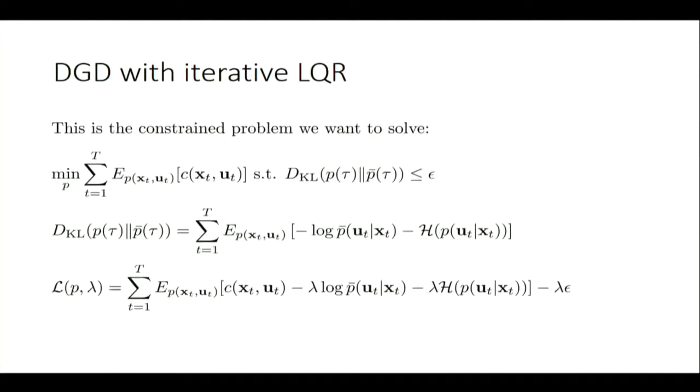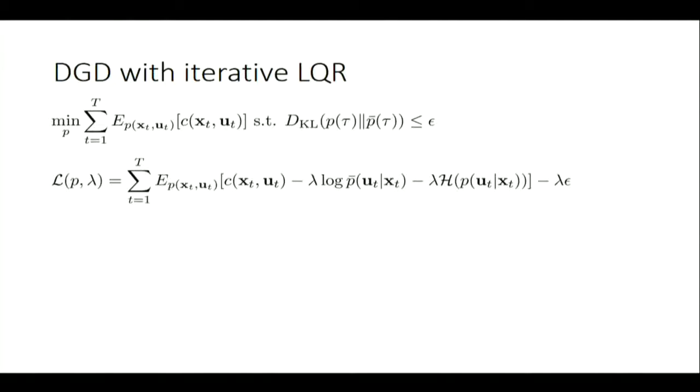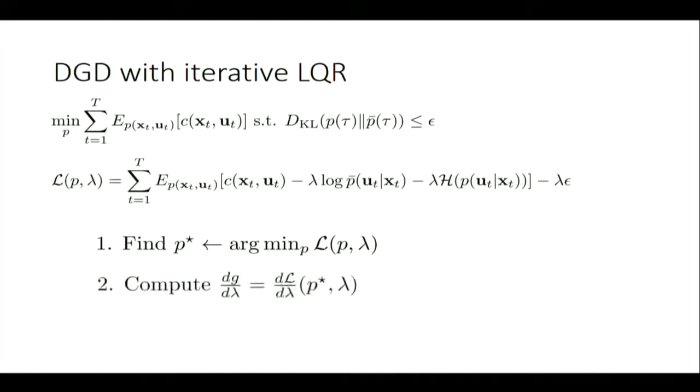So this is the Lagrangian of this problem. This term at the end here doesn't depend on the controller, but it does depend on lambda. All right, so that's our problem. And now, this is the dual gradient descent procedure that we'd like to apply, right? We want to find p star that minimizes the Lagrangian with respect to p, compute the derivative with respect to lambda, and then increment lambda according to the gradient descent rule. There's only one lambda because there's only one constraint. So this is exactly dual gradient descent.